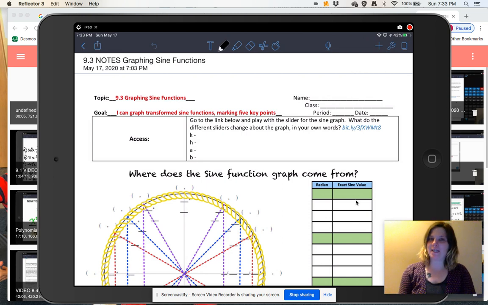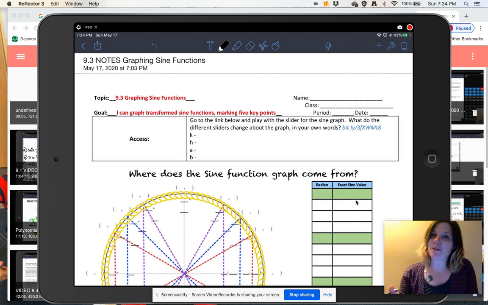Pretty exciting, week 7. Got about 3 weeks left, so we've got some cool stuff in store for you math-wise. And yeah, let's get started. Today we're going to be doing some graphing of sine functions. And there's lots of different ways to approach this. As you can see, the goal is just graphing sine functions.